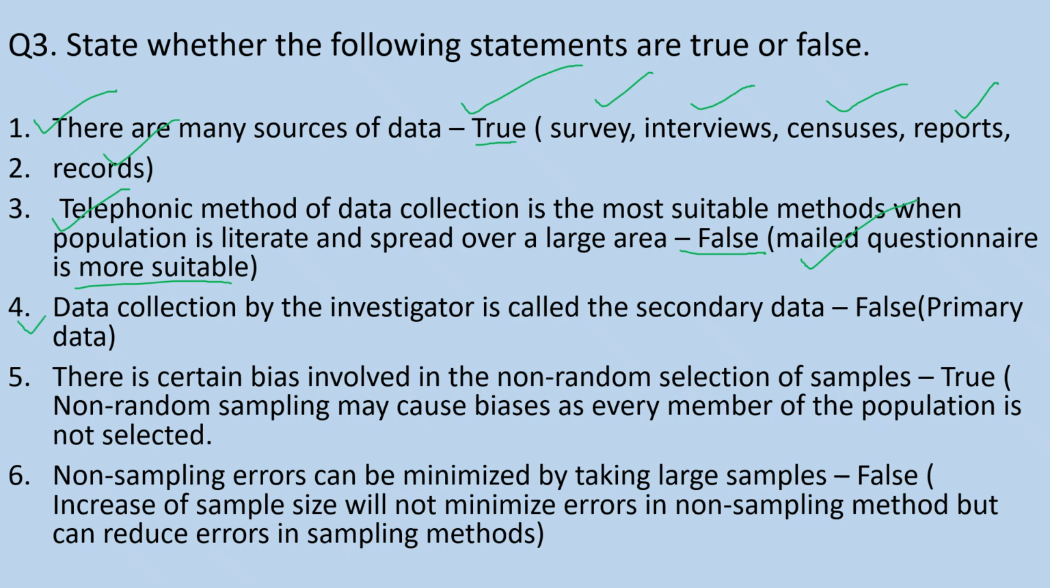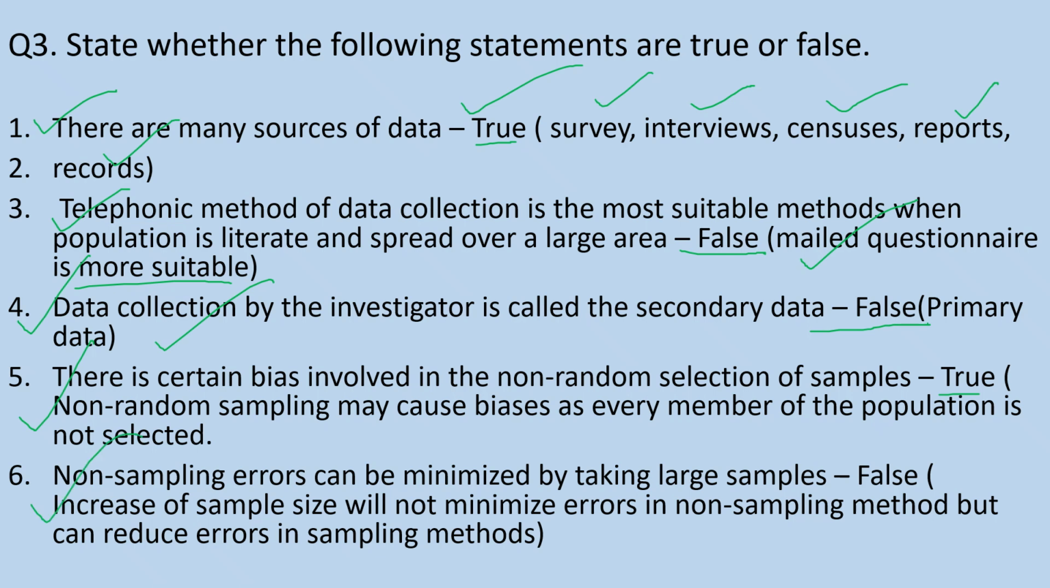The next one is: data collected by the investigator is called secondary data. This will be false, because data collected by the investigator is called primary data and not secondary data. The next one is: there is certain bias involved in the non-random selection of samples. So this will be true. Yes, non-random sampling may cause bias as every member of the population is not selected.